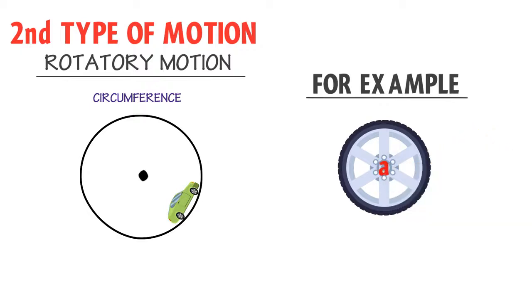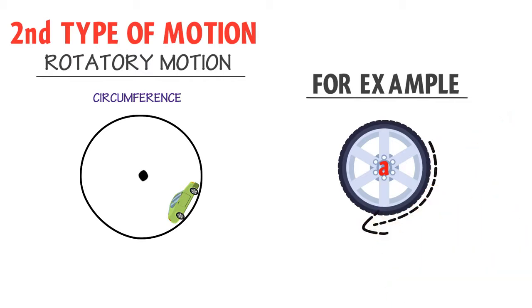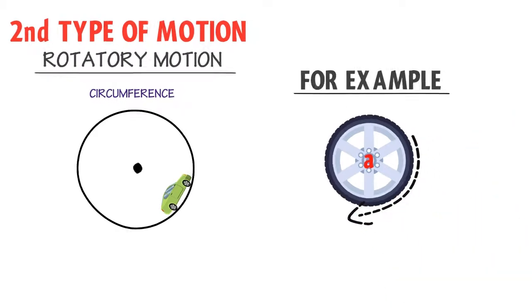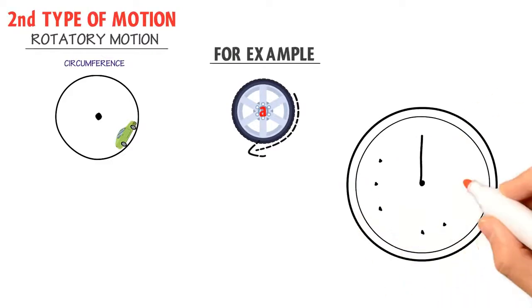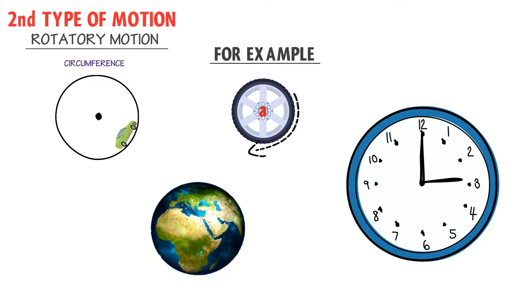Here the fixed point is A. All the particles of the wheel rotate around the fixed point. Similarly, the motion of the hands of a clock, the motion of a fan, the motion of the earth, and the motion of an electron around the nucleus are all types of rotatory motion.